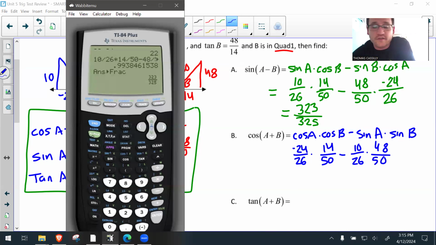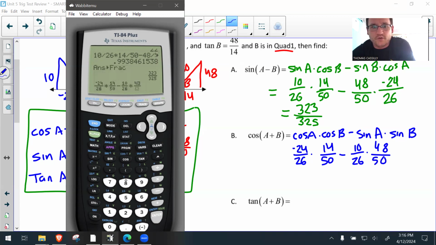If you want to do the fractions instead, alpha y equals, enter. Right? There's your fraction. You got negative 24 on top, 26 on bottom. We are multiplying this. Let's do another fraction again, 14/50. Then we have minus another fraction here, alpha y equals, we got 10/26. And then times one more, alpha y equals, pressing that a lot.